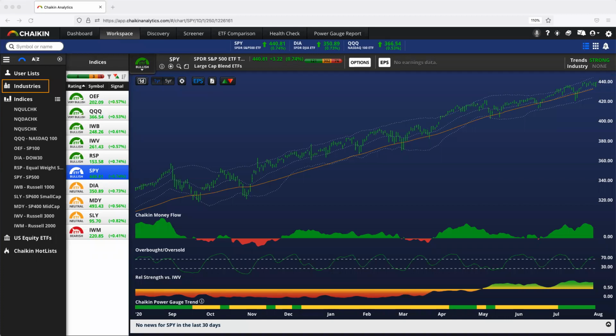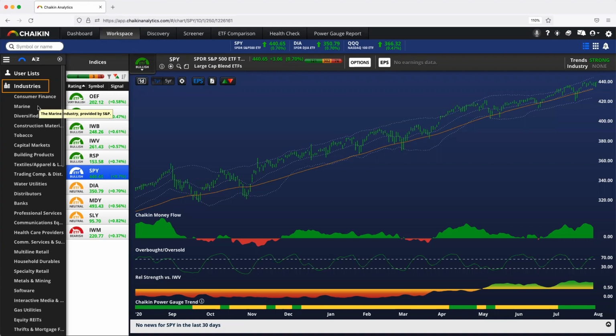So as we see, of course, here highlighted is industries in our list panel on the far left side of the screen. There are a number of different types of lists in Chaikin Analytics, from your own user lists to the different indices, as we see before us here, our ETFs lists, as well as Chaikin Ideas hot lists. But when we click industries, we will find a very large and diverse group of industries listed right here. There's just below 70 different industry groups included in Chaikin Analytics, provided to us by S&P.